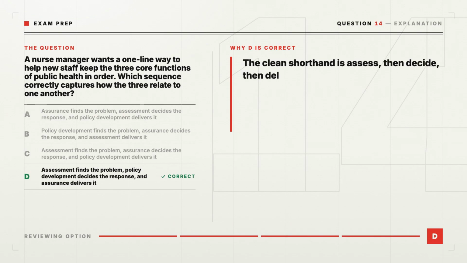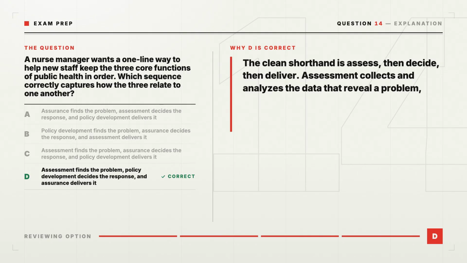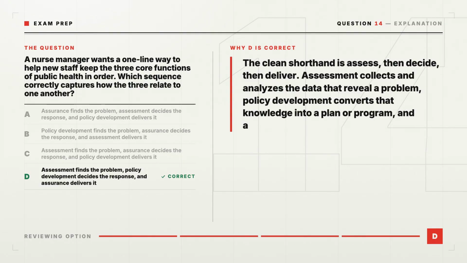Assessment collects and analyzes the data that reveal a problem. Policy development converts that knowledge into a plan or program. And assurance makes certain the response actually reaches the population. Holding the order straight resolves most core function items on sight.